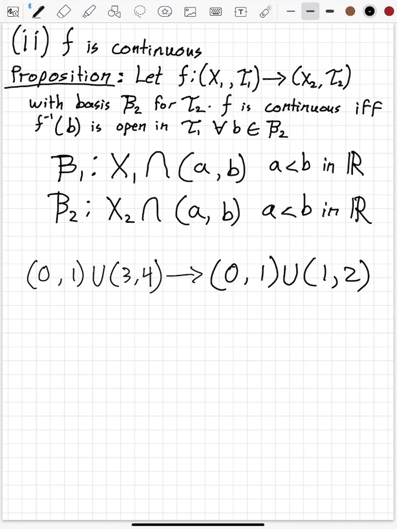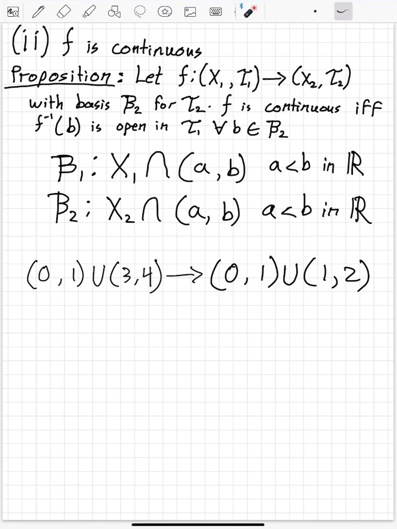Now, let's see what the basis elements of this would look like. Let's look at beta 2 first. If we were to intersect x2 with any open interval in R, here are the possible cases. It could be that a is less than 0, so it's starting before 0, and b is, let's say, 1, so it is outside this interval but also before this interval. What that would give us as a basis element is the entire open set (0, 1).